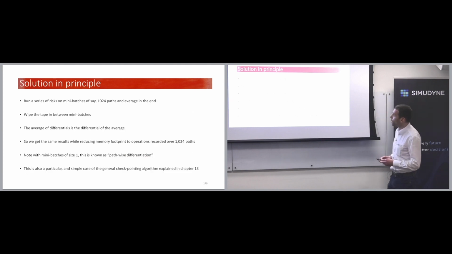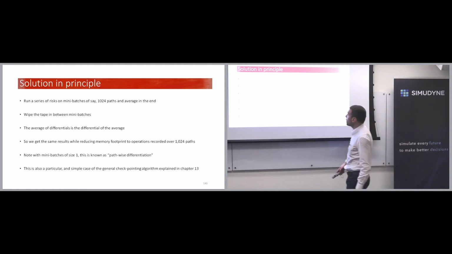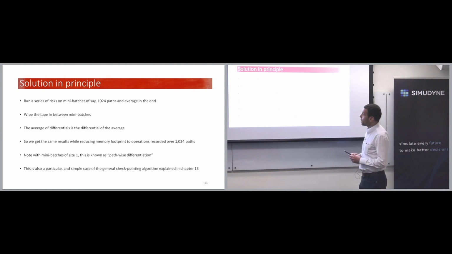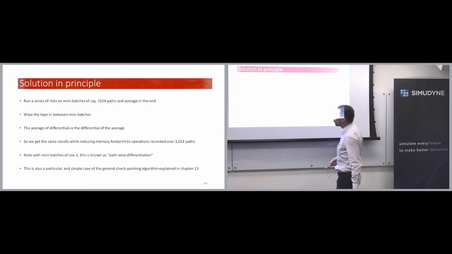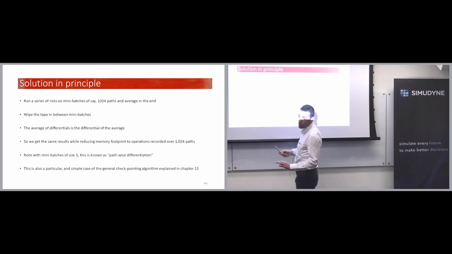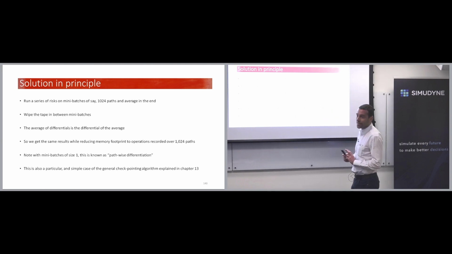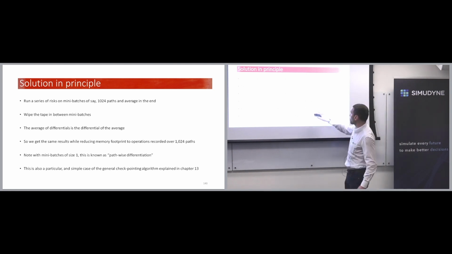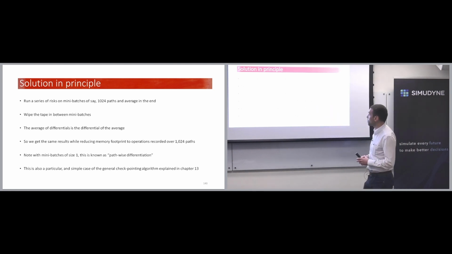Instead of differentiating the whole Monte Carlo, differentiate it in mini batches of, say, 1,000 paths each. That's it. And average in the end. And don't forget to wipe the tape in between the mini batches, because this is the whole point, right? To mitigate memory consumption. The average of differentials is the differential of the average, so we will get the exact same result while reducing memory footprint to operations recorded over 1,000 paths.